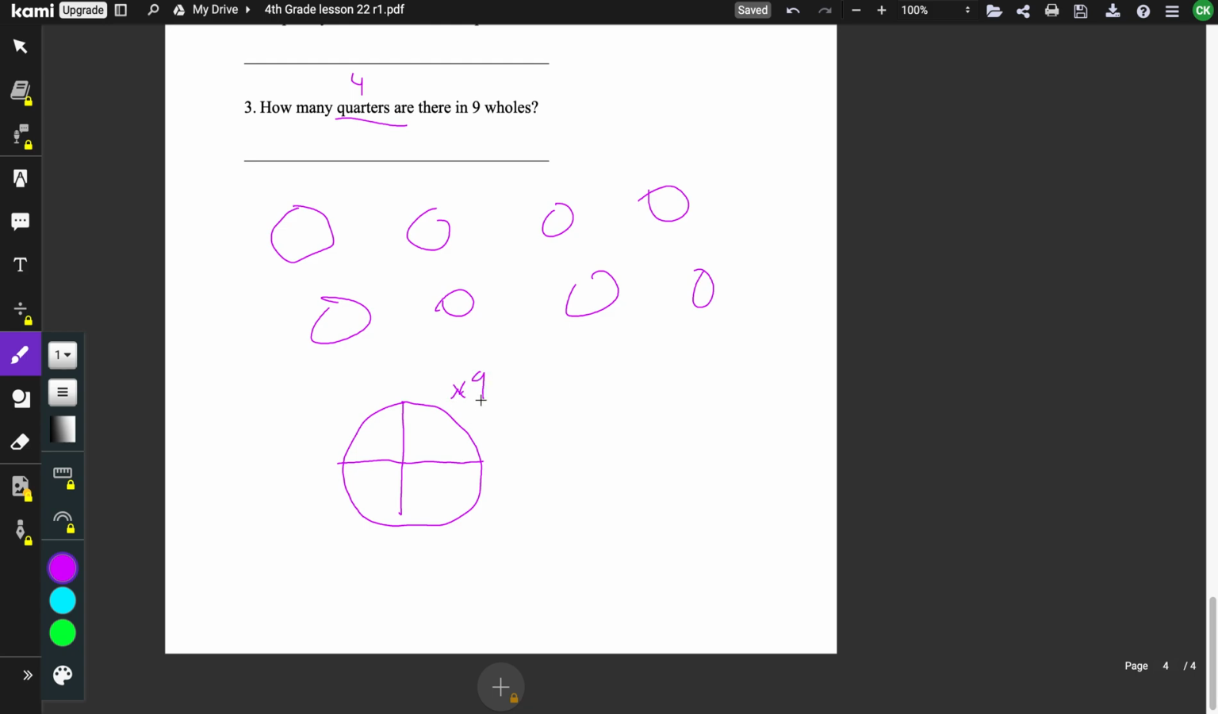So 9 of these. What we're going to do is essentially just do 4 times 9. It's just simple as that. So it's going to be 36. So 36 quarters is the answer for number 3. And there you go. That's it.